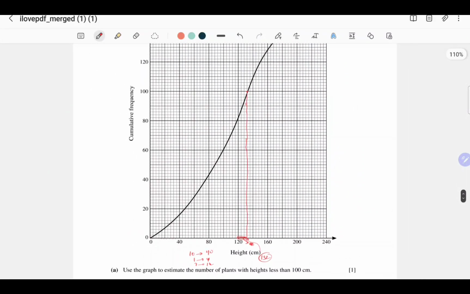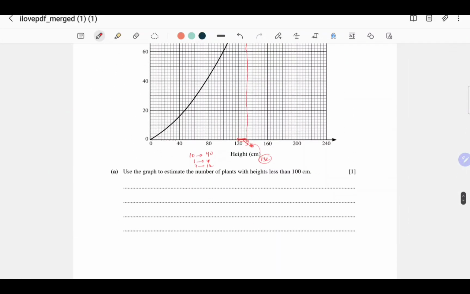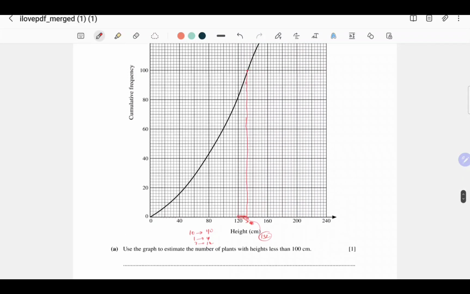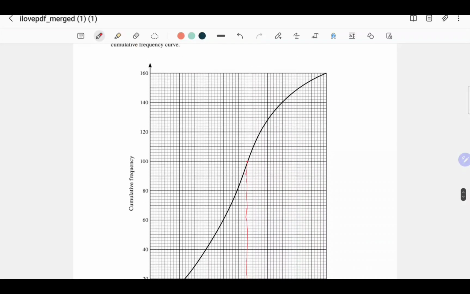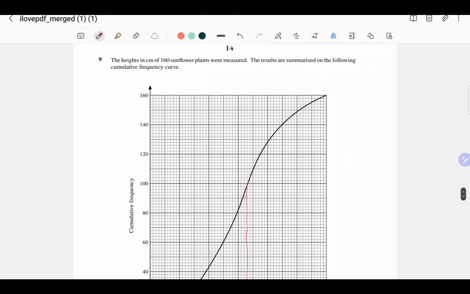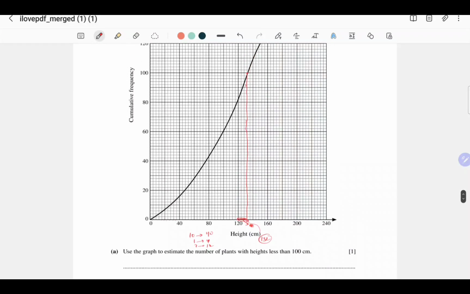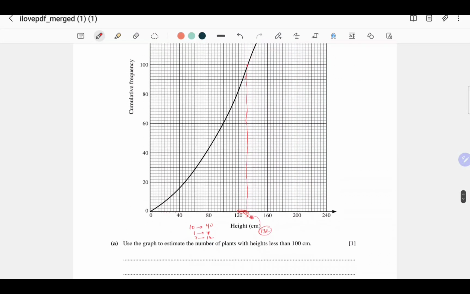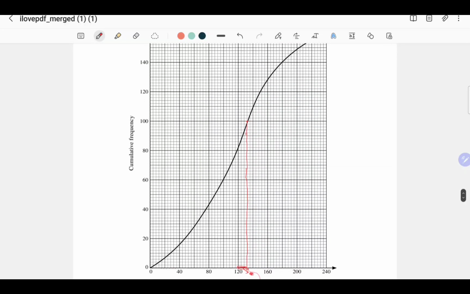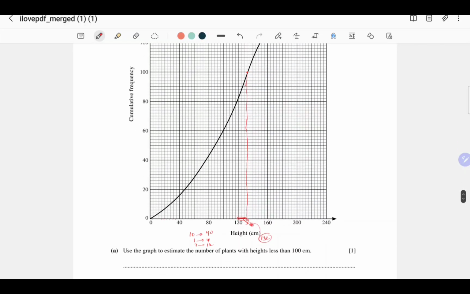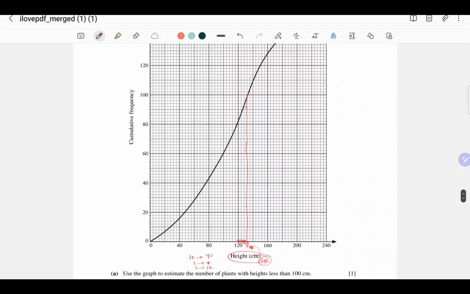So now, what was the question, by the way? Use the graph to estimate the number of plants with less than 100 centimeters. Okay, my bad. Less than 100 centimeters. So we have to check height here, right? Not this way. Okay, so we need to erase this.